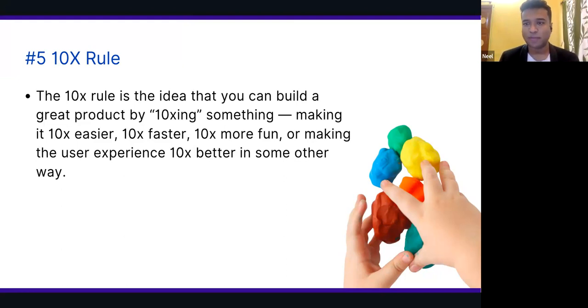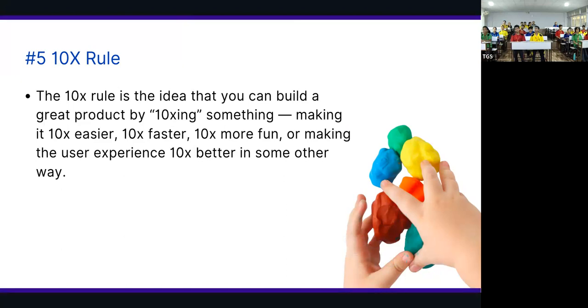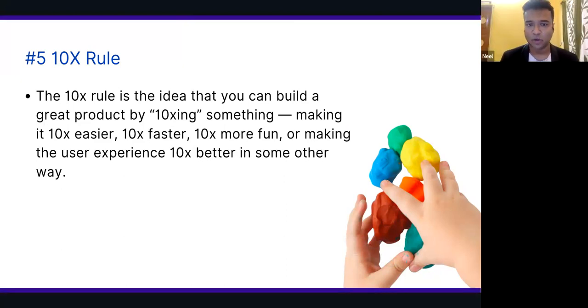So can any one of you come and randomly say any one product where you have seen one startup or one idea which made the user experience 10x better? Anyone? Any innovation, any technology, any product that made user experience or people's life easier, 10x better? Anything? Come on, random guesses.